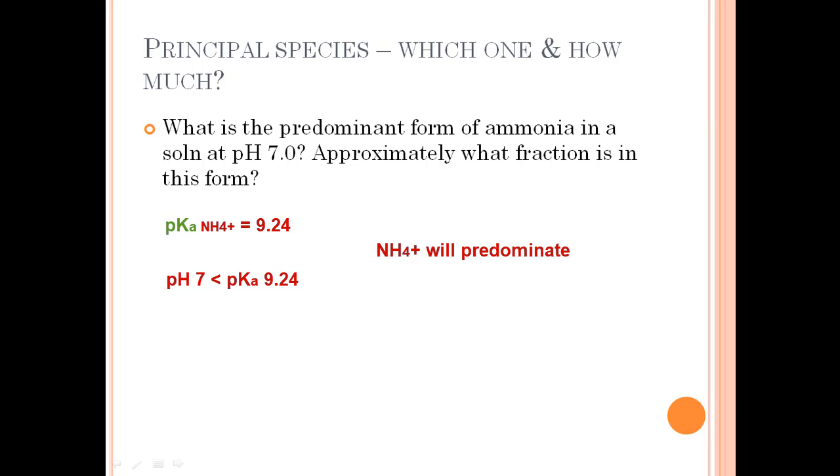Second part of this question is approximately what fraction is in this form? Well, the pKa is 9, or 9.24, and the pH is 7.0. So it's a pKa minus 2. So that's a 100 to 1 difference. Or I'm sorry, 1 to 100 difference, because the NH4 plus is on the bottom of the fraction. So about 1 to 100 is the amount that's going to be in NH4 plus form.